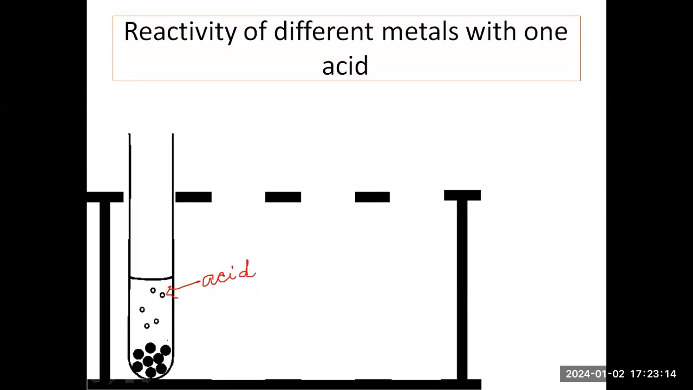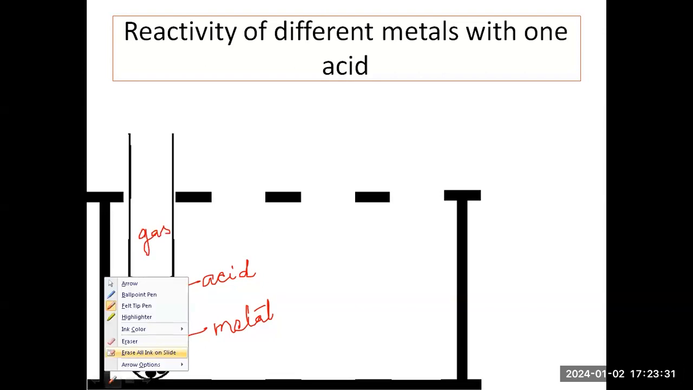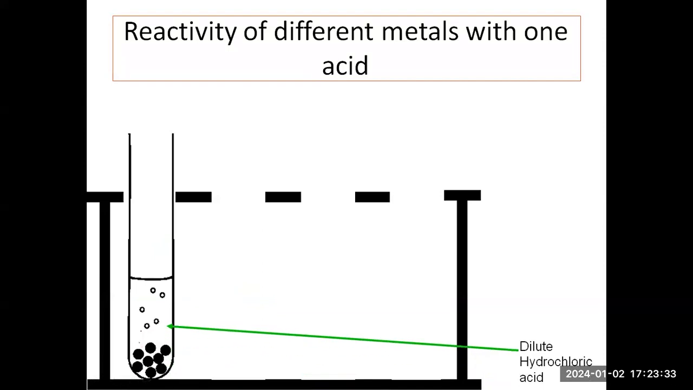Okay. And there are some solid pieces shown. These are the pieces of some metal. And you can see the bubbles here. The bubbles indicate the presence of a gas. So now let us see. The test tube contains dilute hydrochloric acid, and the pieces are of the metal.